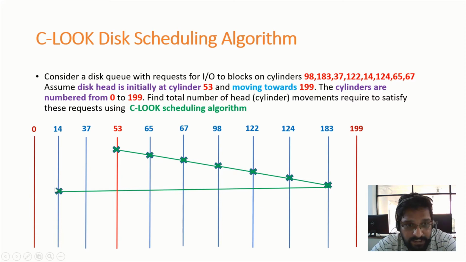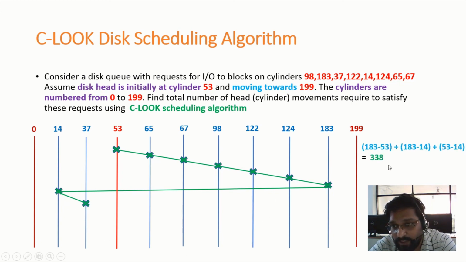So now I have moved up to cylinder number 14. Right now the disk head is at cylinder number 14, and from cylinder number 14 it is going to move to cylinder number 37. Once all the requests have been satisfied, we need to find the total number of head movements. To do that, we need to calculate 183 minus 53, 183 minus 14, and then 37 minus 14. Once we do that, we get the corresponding answer, that is 338.